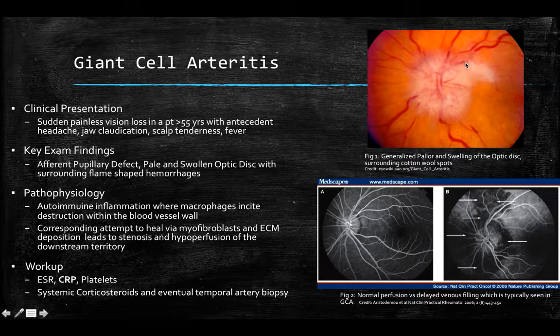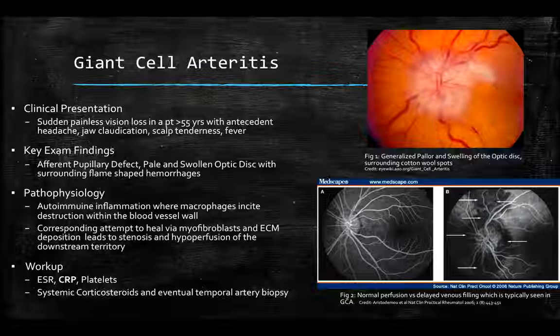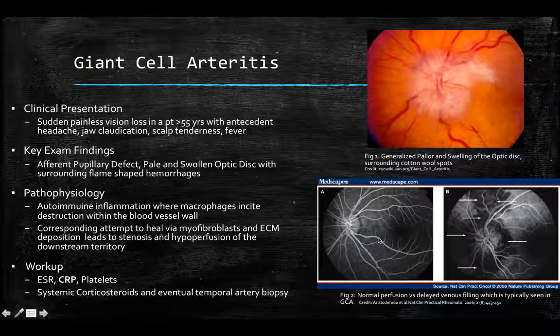And then the pathophysiology to consider here is not perfectly understood. What we do know is that it's an autoimmune condition where macrophages incite destruction within the blood vessel walls. And then as a response to attempt to heal, myofibroblasts end up promoting extracellular matrix deposition, which leads to the narrowing of the vessel, and this later results in hypoperfusion of the downstream territory. You can think about this when considering a fluorescein angiogram.